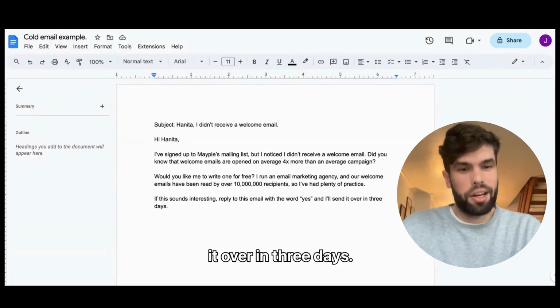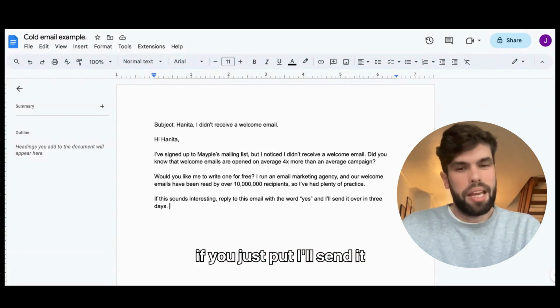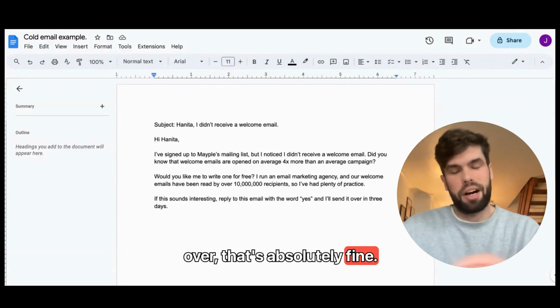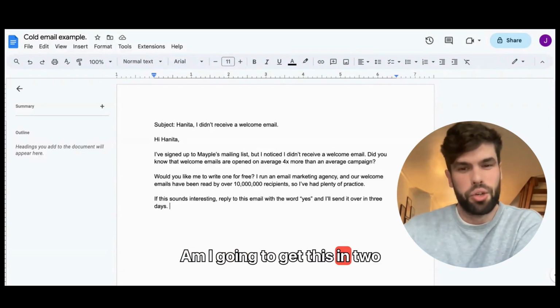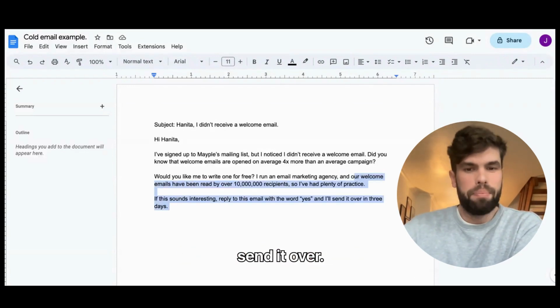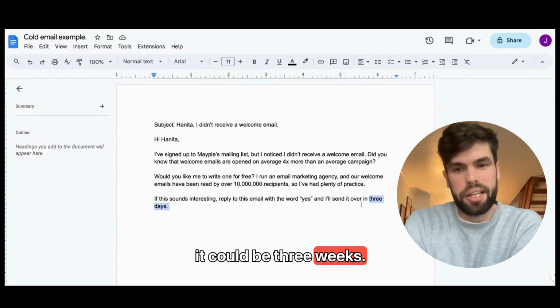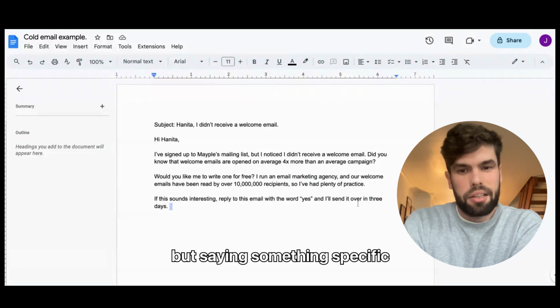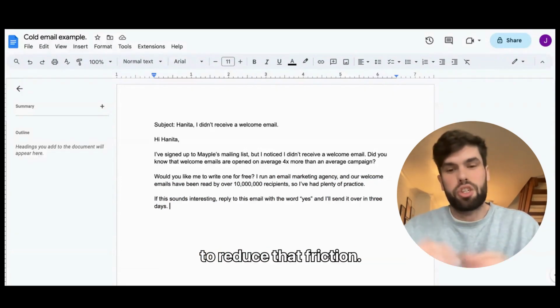I've also put, I'll send it over in 3 days. That's to give them this sense of tangibility as well. If you just put, I'll send it over, that's absolutely fine, but it's ambiguous. It leaves it sort of open-ended. You know, am I going to get this in 2 weeks or immediately? Send it over. It doesn't really matter how long it takes you. It could be 3 weeks. But saying something specific and managing their expectations is a great way, again, to reduce that friction.